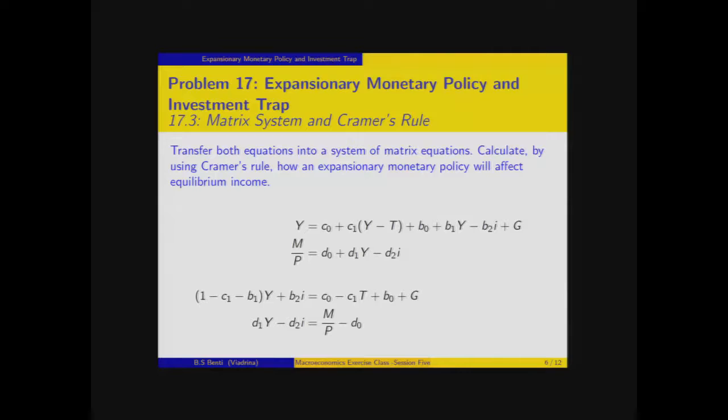For the LM curve, when we move the two endogenous variables Y and I to the left hand side, we would have D1Y minus D2I is equal to M over P minus D0.